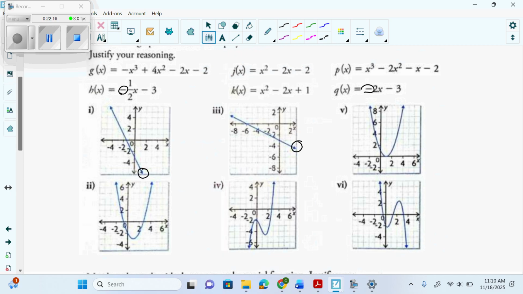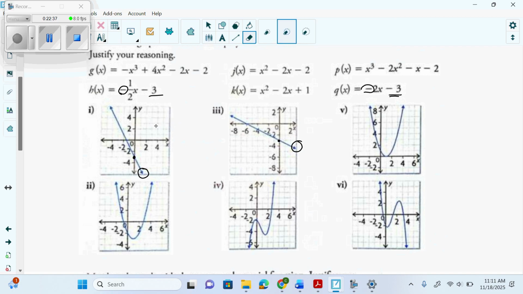But then we can look at their y-intercepts. This one has a negative 3 y-intercept, so this matches, we'll say it's an h. And then this one has a negative 3. Oh, crud, they're both negative 3. How do we know the difference? Look at their slopes, yes? All right. Let's try again.